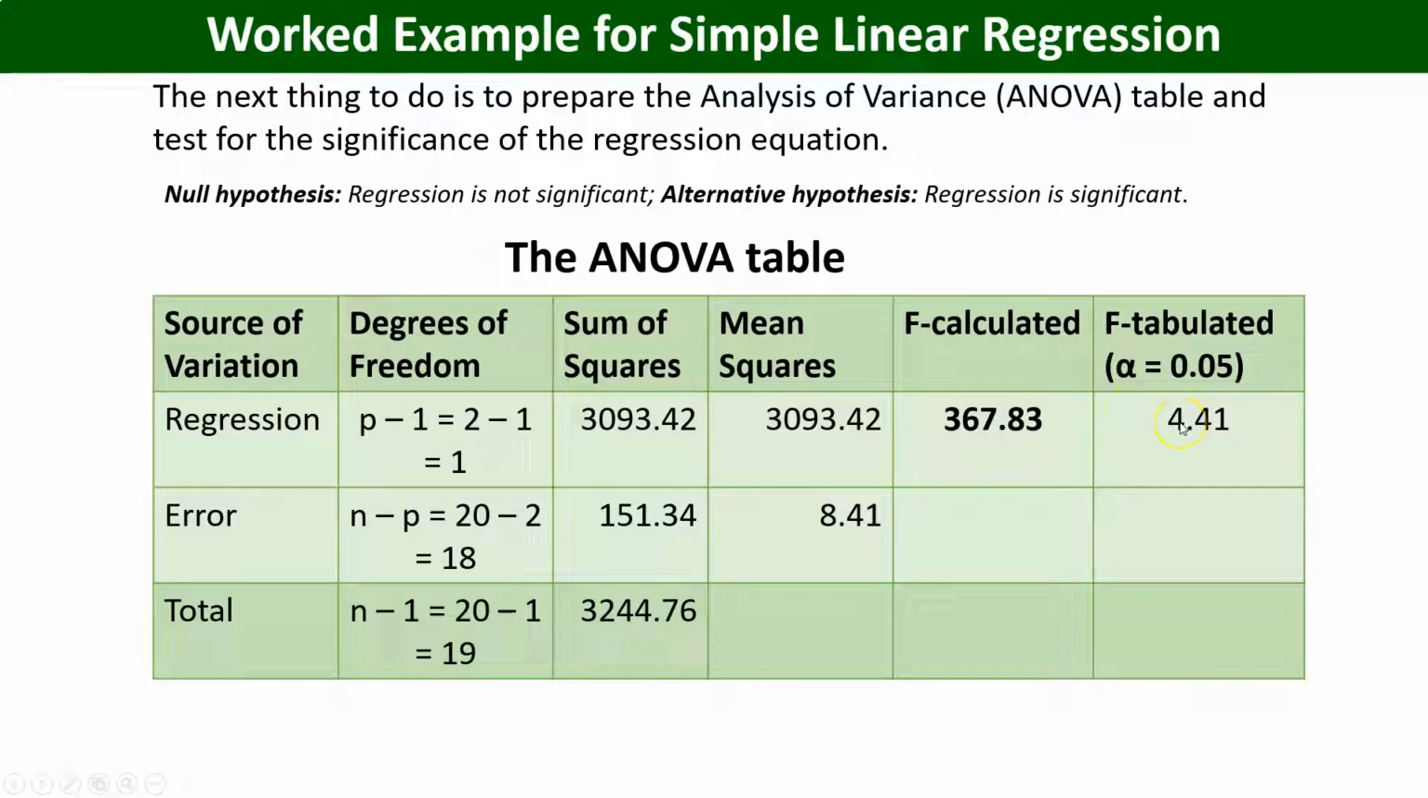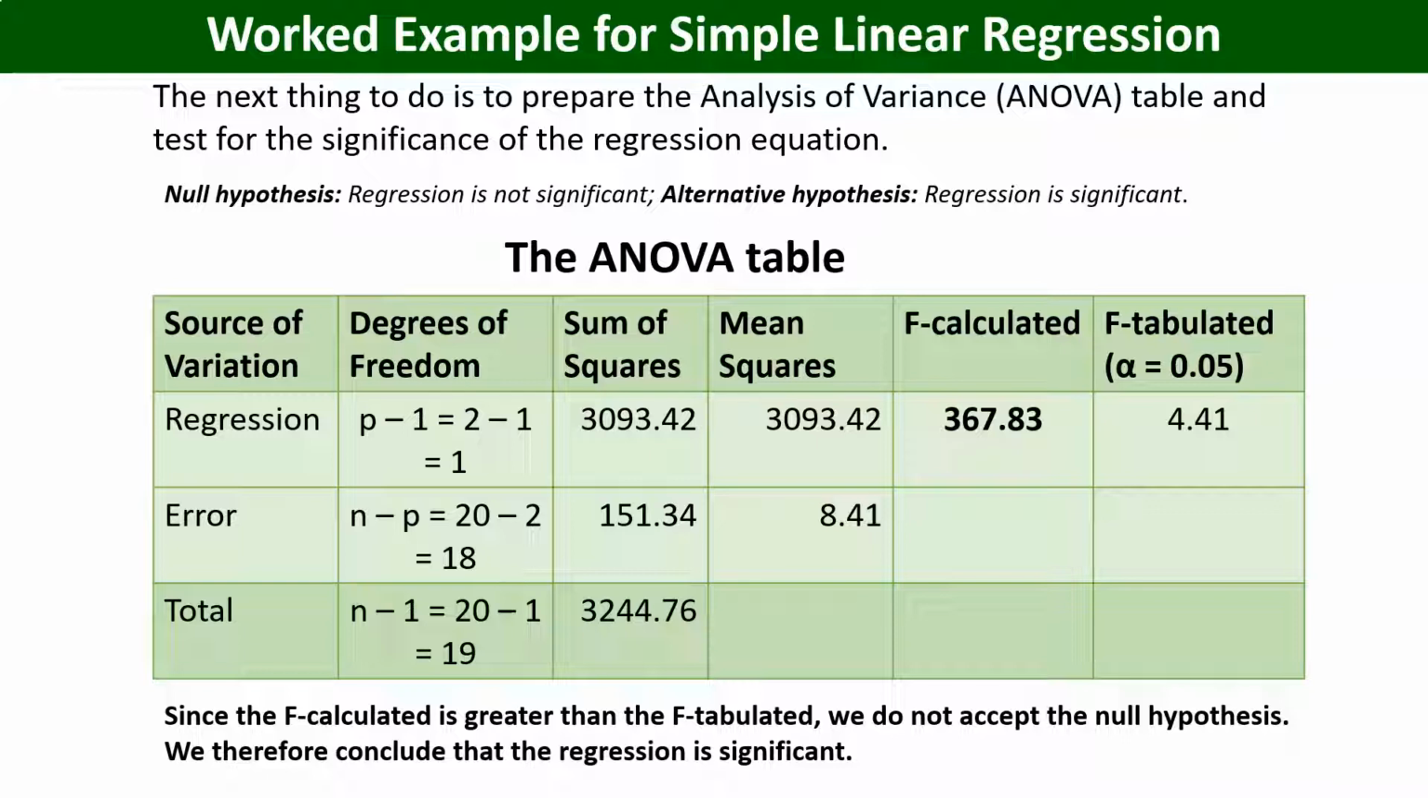And the critical value, which is called F tabulated at 0.05, you obtain this value from the statistical table using the degrees of freedom for regression and error. That's 18 under 1. That will give you 4.41. So that's the F tabulated. So what we have to do is to compare our F calculated with our F tabulated.